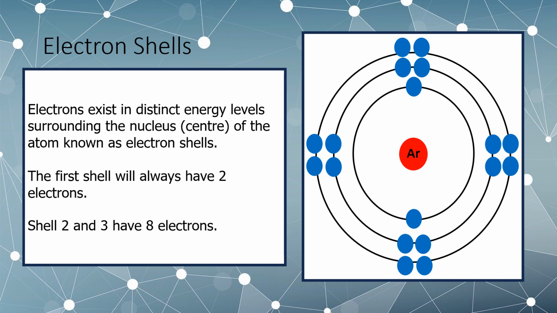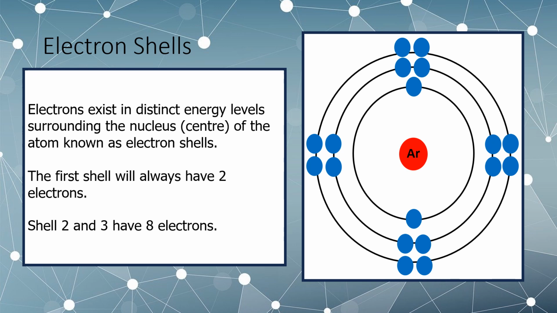So let's talk a little bit more about electrons. Electrons exist in distinct energy levels surrounding the nucleus, or the center of our atom, known as electron shells. The first shell will always have up to 2 electrons. Obviously it could have less than 2.